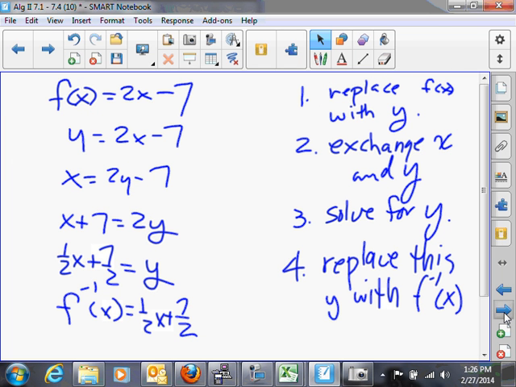Step 1, replace f of x with y. Step 2, exchange x and y. Step 3, solve for y. Step 4, replace this y with f inverse of x.